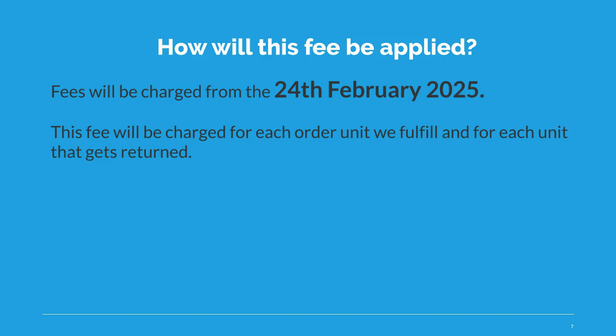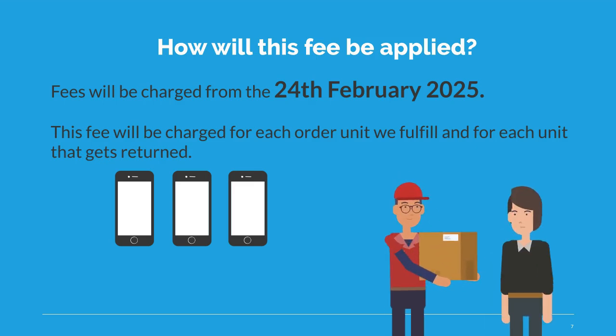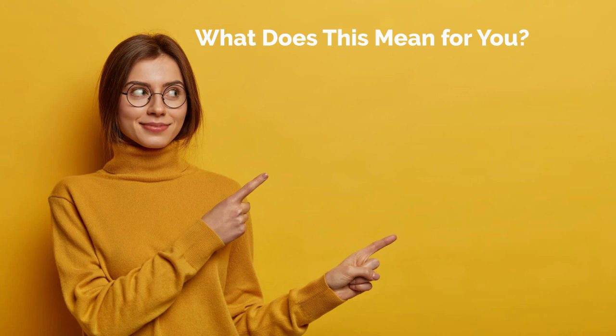To improve our fulfillment services and keep up with industry standards, we'll be introducing a seller fulfillment and return fee. We will start charging these fees on the 24th of February 2025. The fee will be charged for each order unit we fulfill and for each unit that gets returned. For example, if you sell 3 cell phones, there will be transport fees for each cell phone. For your convenience, returned items will be sent directly back to your location instead of having to be picked up from a central point. So what does this mean for you?